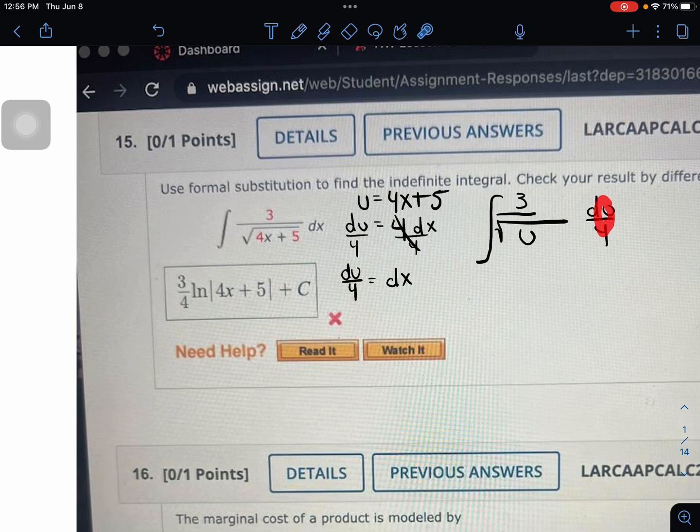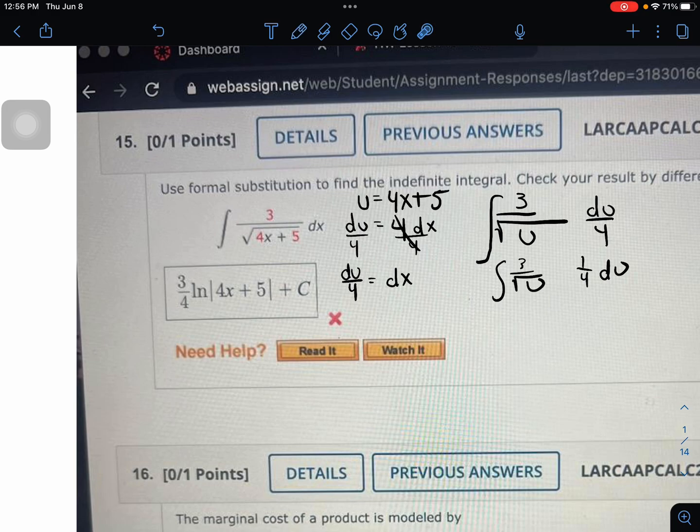But let's look at this right here. Du divided by 4. Just that part. When I divide anything by 4, it's the same as multiplying by 1/4. So I can rewrite this part right here. I can rewrite that as 1/4 times du. These are the same. Du divided by 4 is the same as 1/4 times du. And this other stuff I'm just going to drop down. So I'm going to have the integral of 3 divided by square root of u.